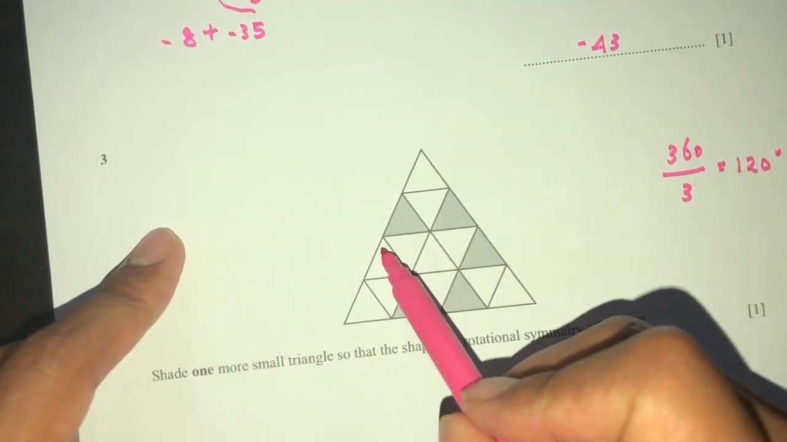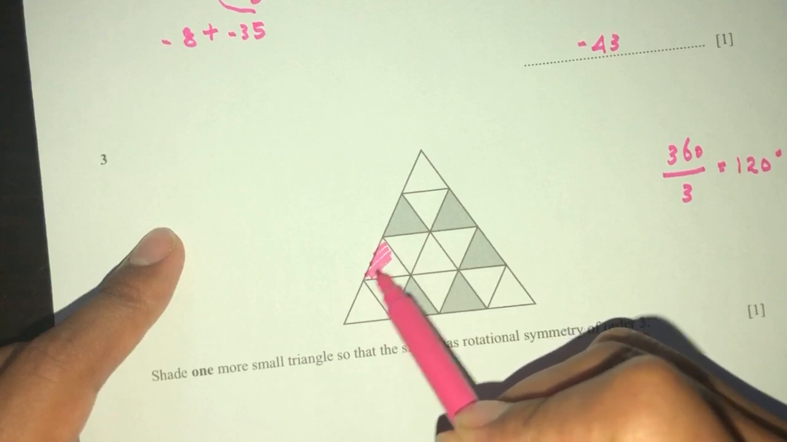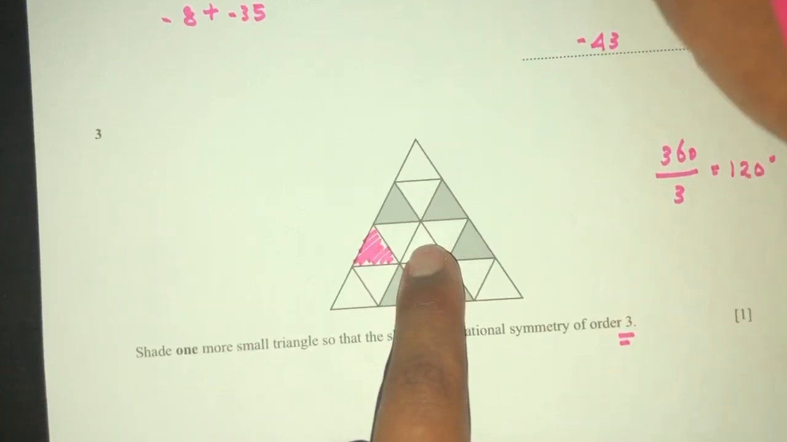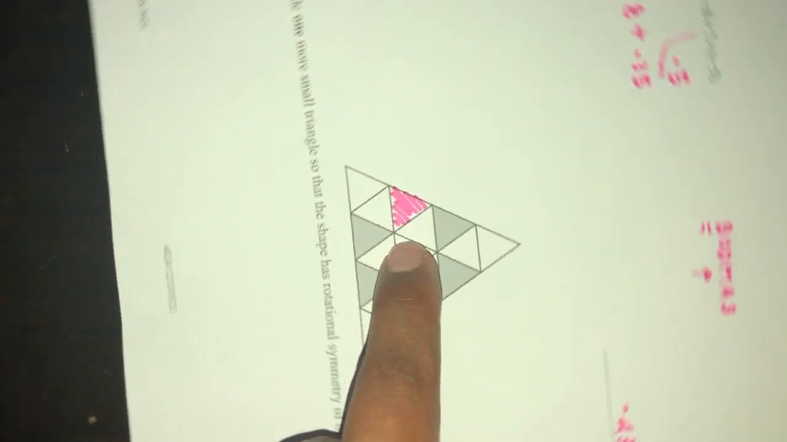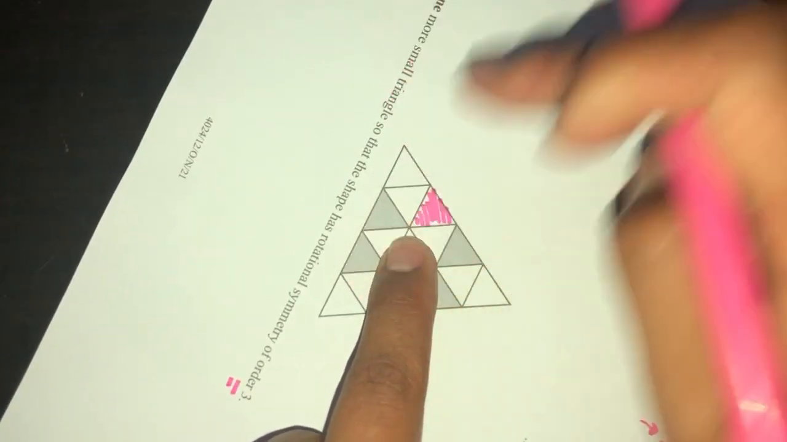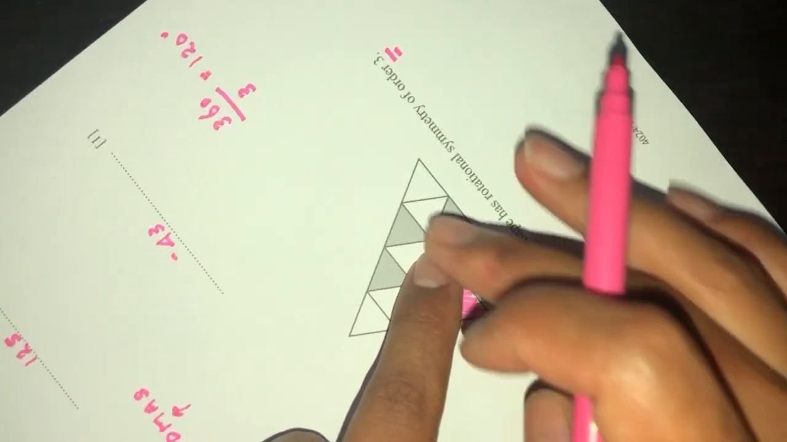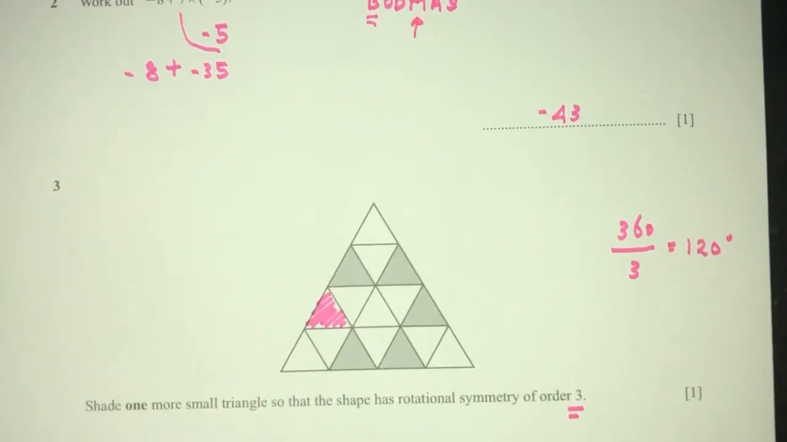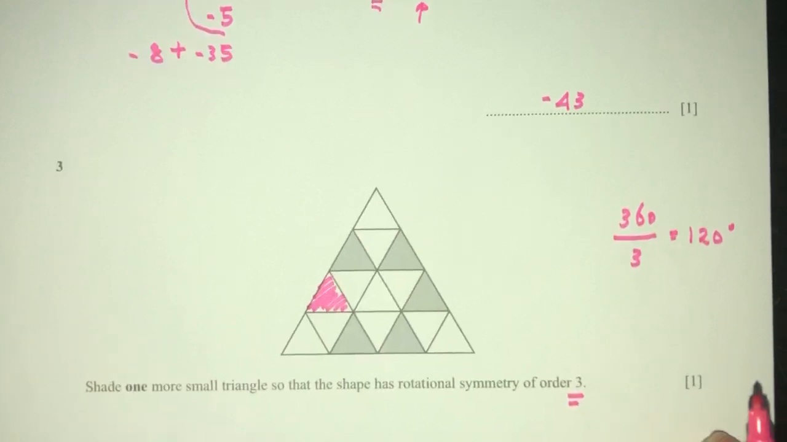So basically, we have to shade this one so that when you rotate by 120 through the center every time, you see the same thing, and finally here you go, you get the idea. So we just have to play with this and then see which one we have to shade so that it makes sense and it can have a rotational symmetry of order 3. Let's move on to question number 4.